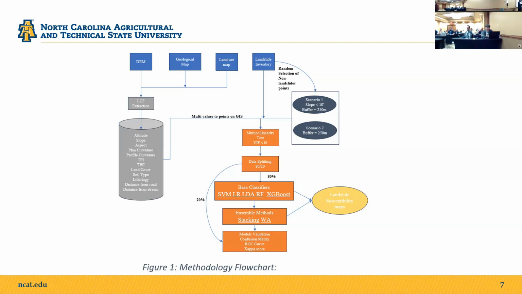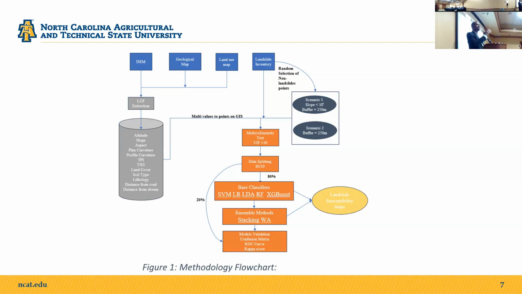Then the weighted overlay. It's like combining all the models together and giving each model weight based on their performance. So that is how the weighted averaging ensemble works. Then we did the model validation. We used confusion matrix, ROC curve, and kappa score.